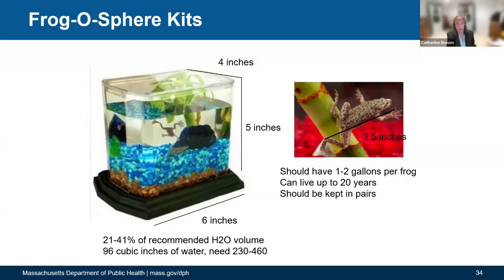So these frogs are like 2.5 inches long. And the frogosphere kit is 6 by 5 by 4 inches. So really not very large. And in fact, you really should have 1 to 2 gallons of water per frog in order for them to have sort of a healthy, happy environment. And this frogosphere was really only giving them 20 to 40% of the recommended amount of water volume that they should have.